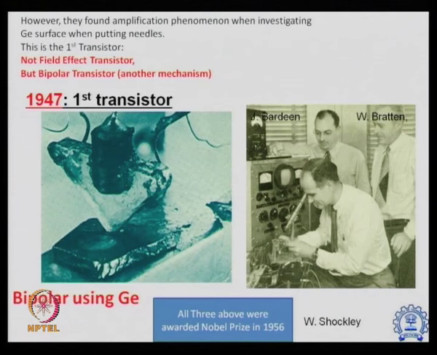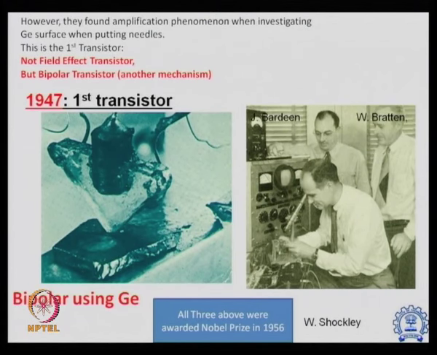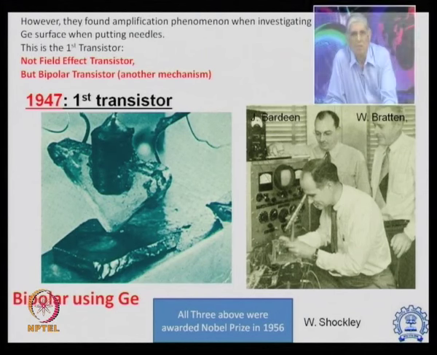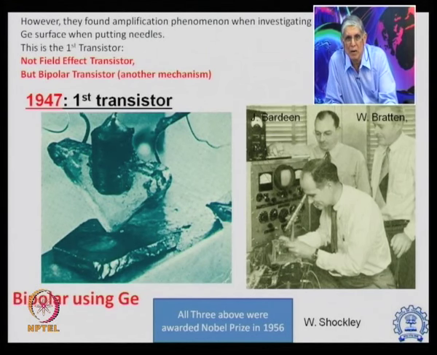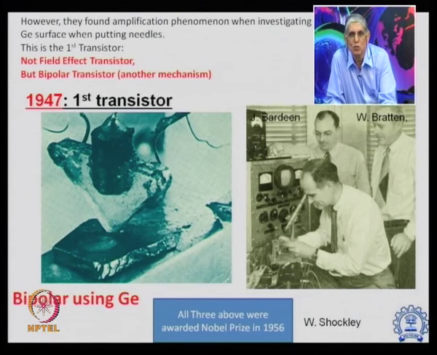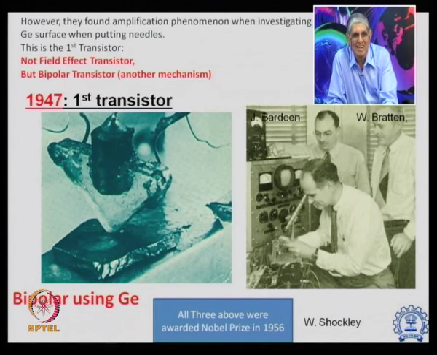Here are some interesting photographs. The first point contact transistor shown on your left is a point contact done by Bardeen and Brattain. You will be surprised what they were actually trying on a simple germanium piece. They were putting two probes and trying to feel whether it can amplify a signal. So, it was quite trivial when they started.